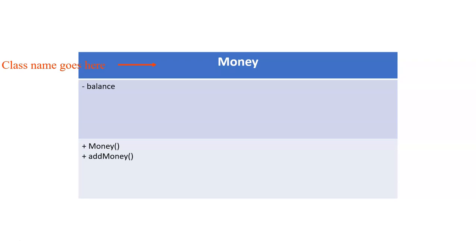On top, we always have the class name, in this case, Money. On the second row, we have the class fields. You can think of this as where the data of the class is stored. Finally, on the bottom row, we have a list of the class's methods.